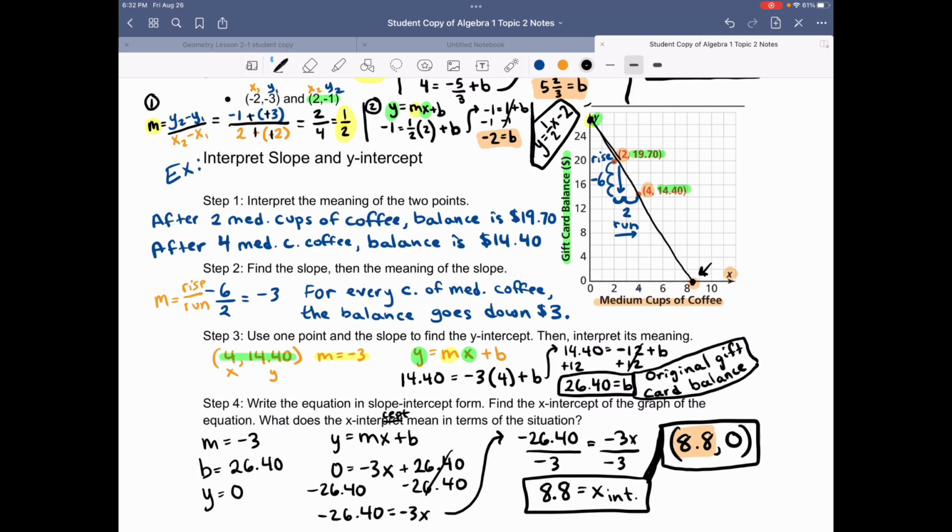So what that means is once you get down to 880 cups of coffee, you don't have enough gift card balance to get another cup. So after 880 cups, the balance is not enough to buy more coffee. At least not in the medium size.